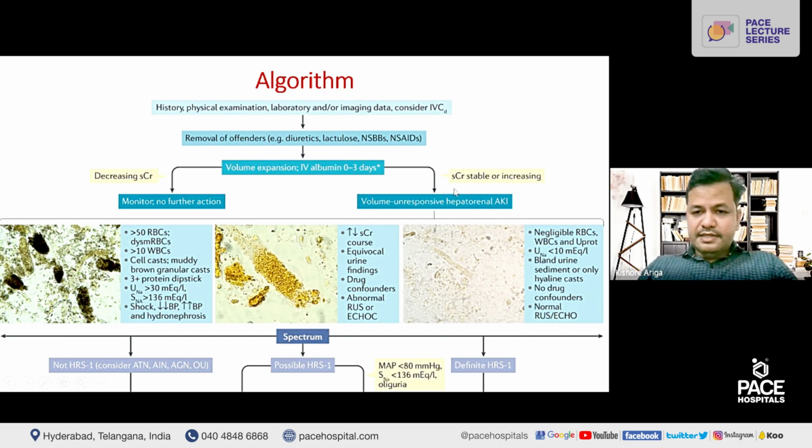If the creatinine is increasing and not responsive to volume, then we need to use the other features. If there are no RBCs, the proteinuria is less, the urine sodium is low, there are no sediments, no confounders, and echo and ultrasound are normal, then we can diagnose HRS1. If there are more RBCs, WBC casts, protein in the urine, urine sodium more than 30, hydronephrosis or any other kidney-related factor, where the diagnosis can be ATN, AIN or ATM, then we need to remove the HRS diagnosis.